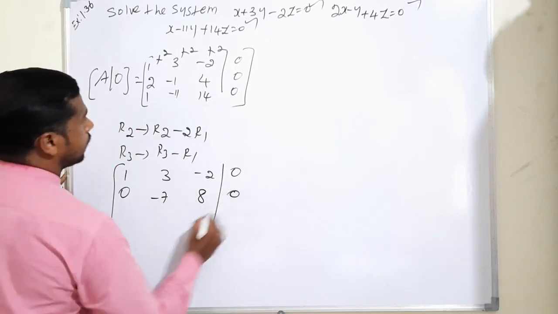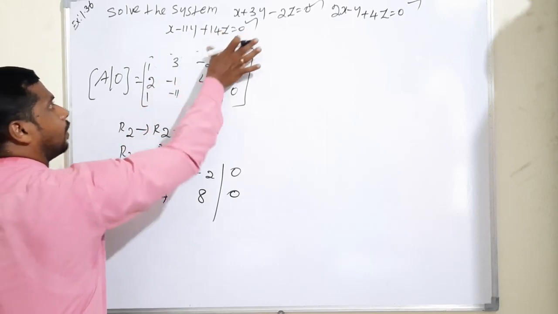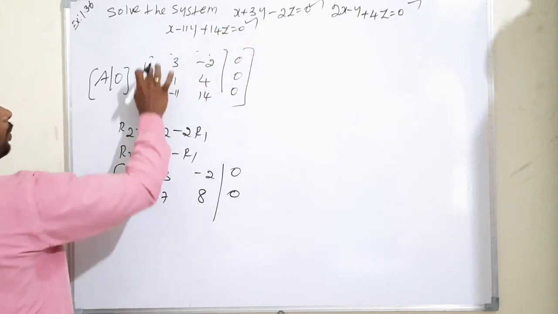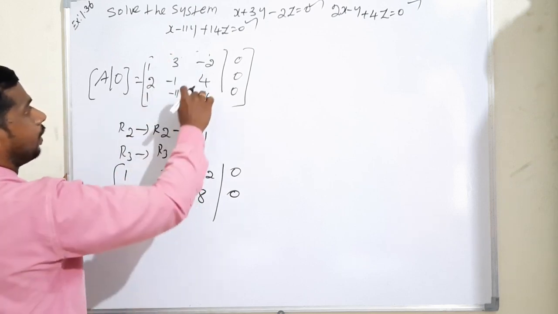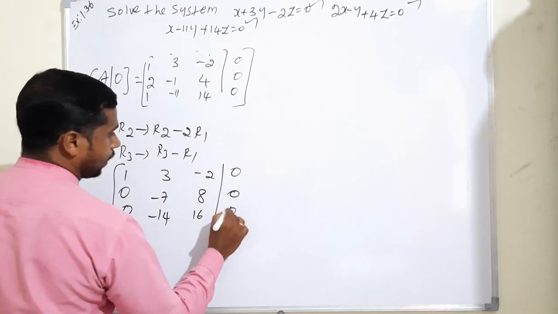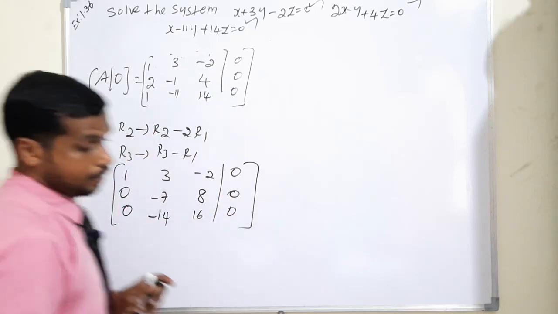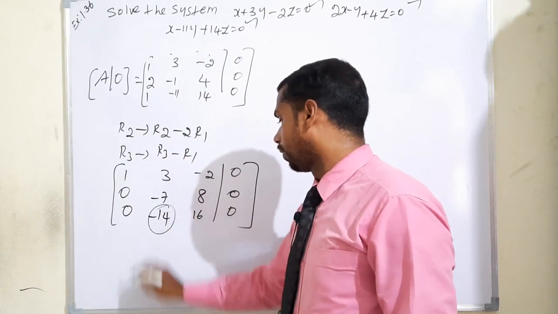Next condition there is 0. Here directly R3 minus R1, isn't it? 1 minus 1 is 0, minus 11 minus 3 is minus 14. There 14 plus 2, so 16 will come. There is 0. Then next condition, here minus 7 is under the term, we have to make it 0.